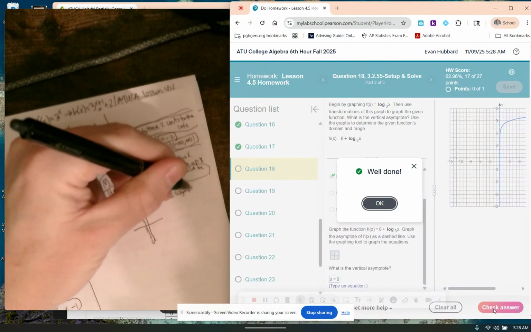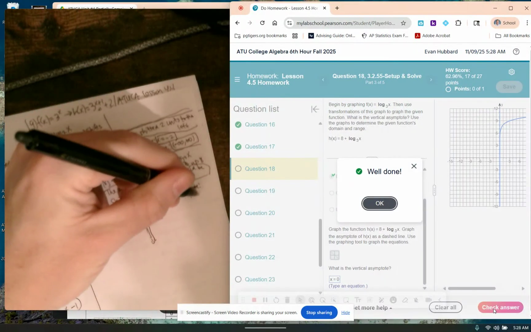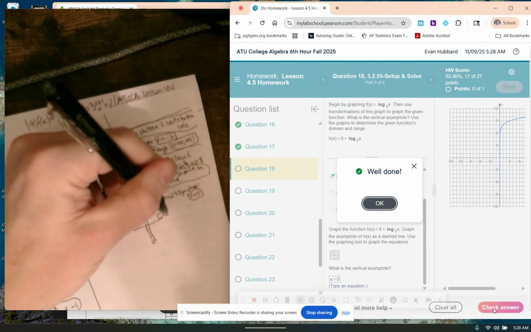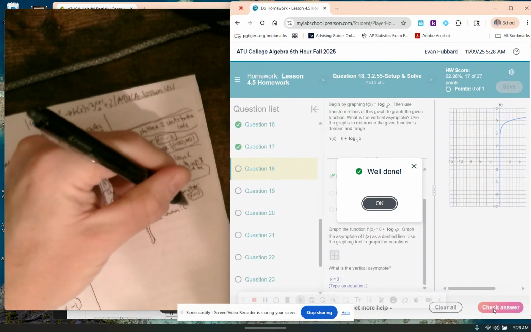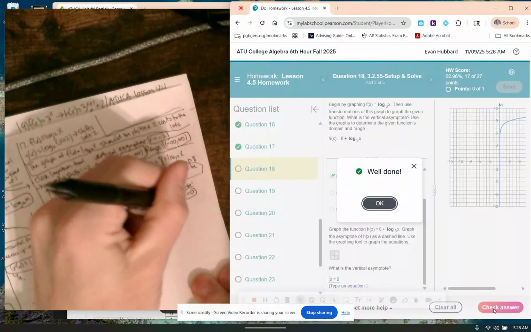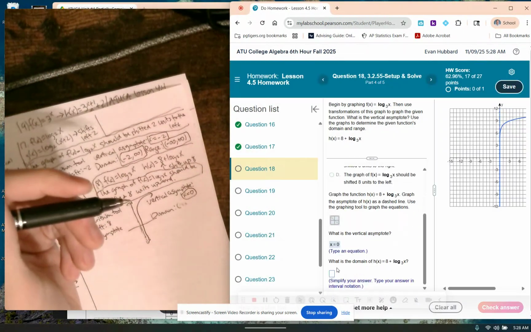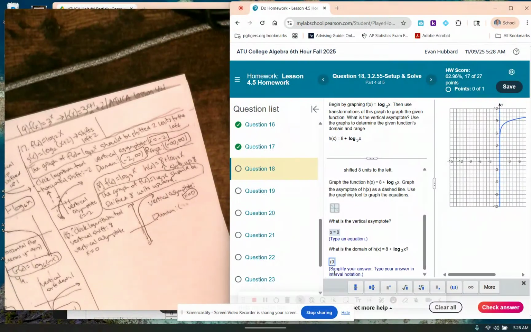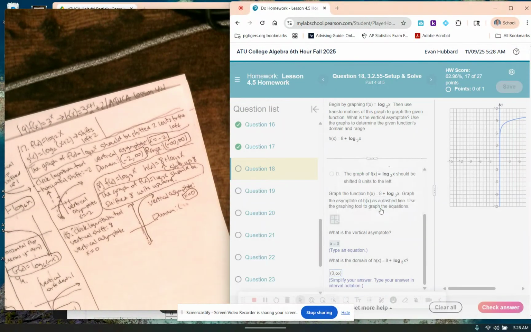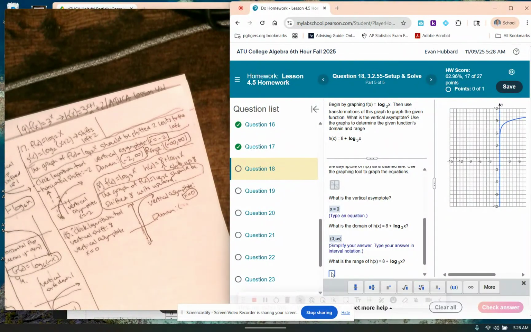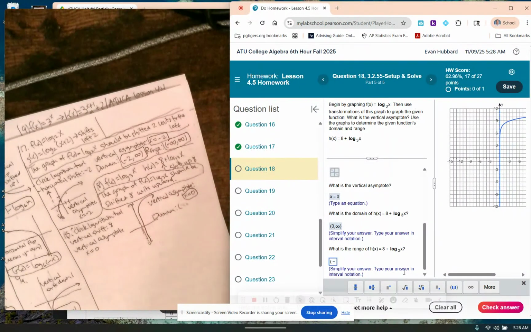Now the domain, how far left does it go? 0, but not including 0. How far right does it go? Infinity. So this would be from 0 to infinity. Range, how far down does it go? Negative infinity. How far up does it go? Infinity. So negative infinity to infinity.